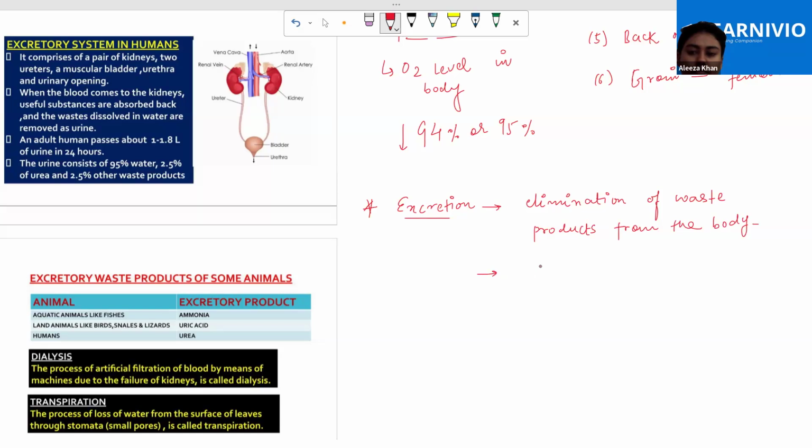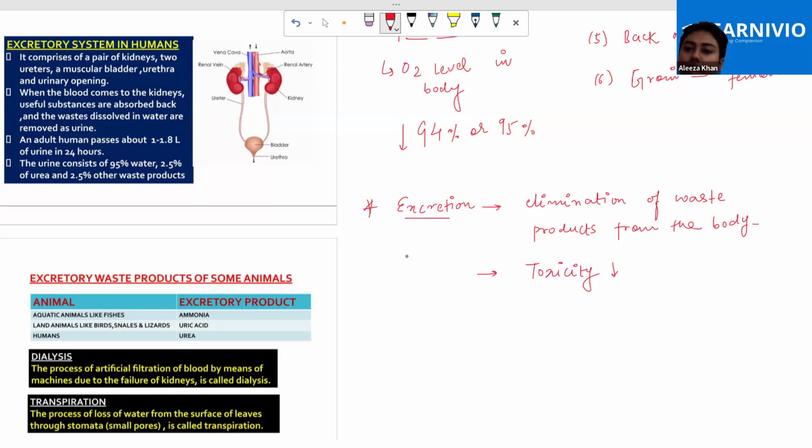So it's the same with the body. Can I simply say, to reduce the toxicity? Yes, ma'am. In simple terms, to reduce the toxicity in the body, we need removal of the waste products. Okay? So we have understood that excretion is the removal or the elimination of the waste product from the body. Why do we need it? We need it to reduce the toxicity.